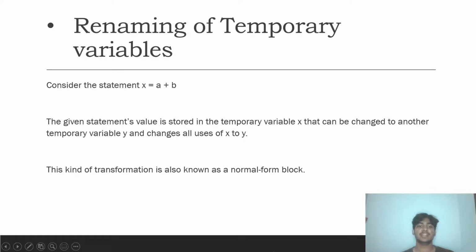Renaming of temporary variables. Considering the example statement x equal to a plus b, the given statement's value is basically stored in a temporary variable x, which can be changed to another temporary variable y. So if I write x equal to a plus b, or if I write y equal to a plus b, both of them have the same meaning. x is a variable, y is a variable. They both have the same value. So I can use x, I can use y interchangeably. There is no need for using x as it is.